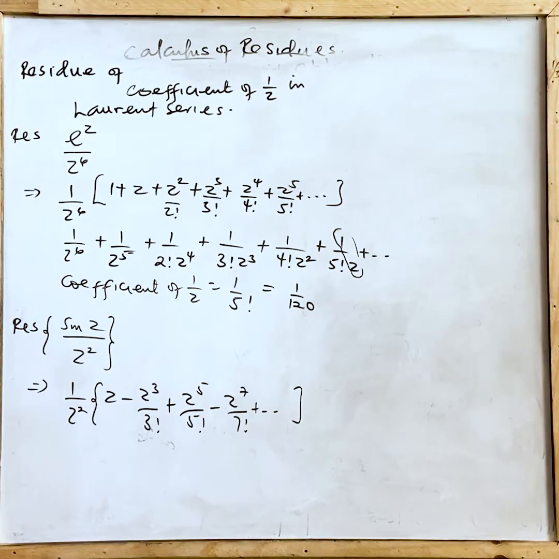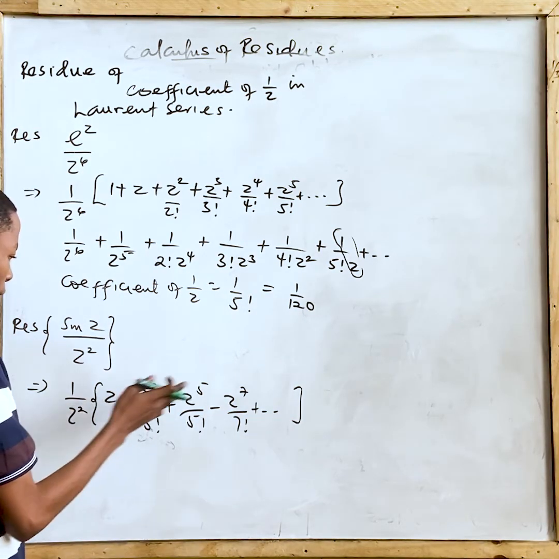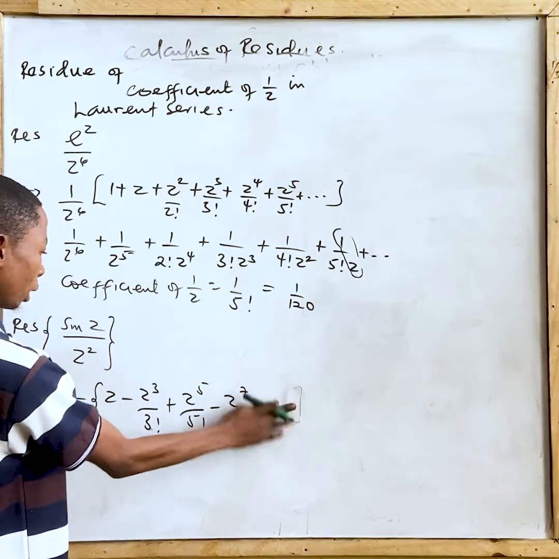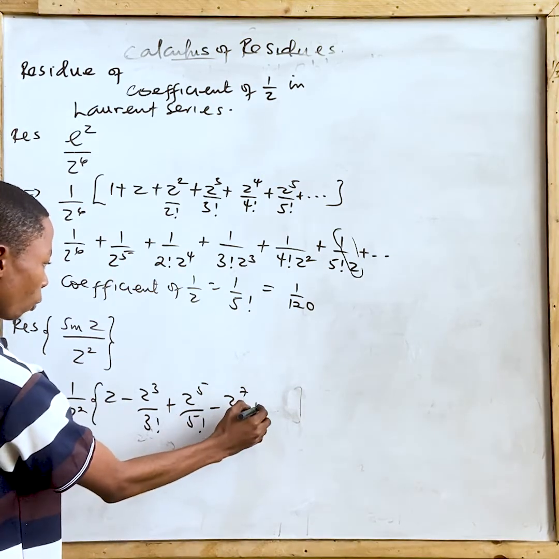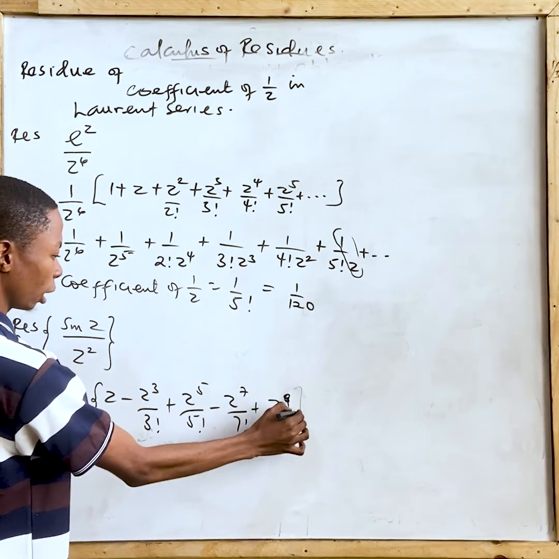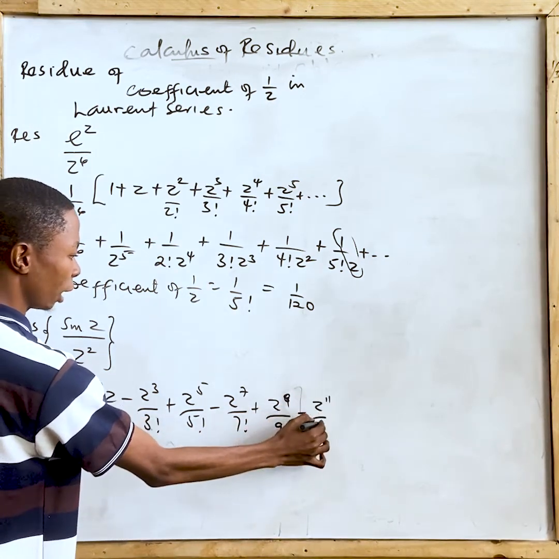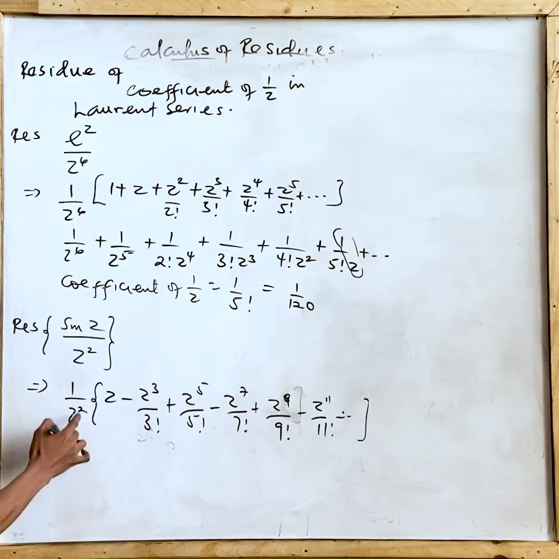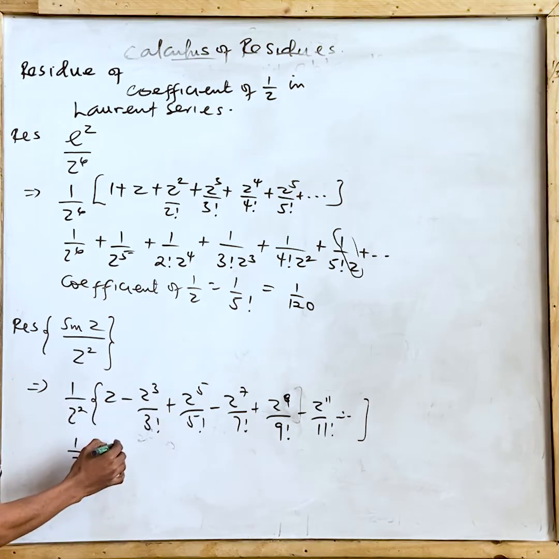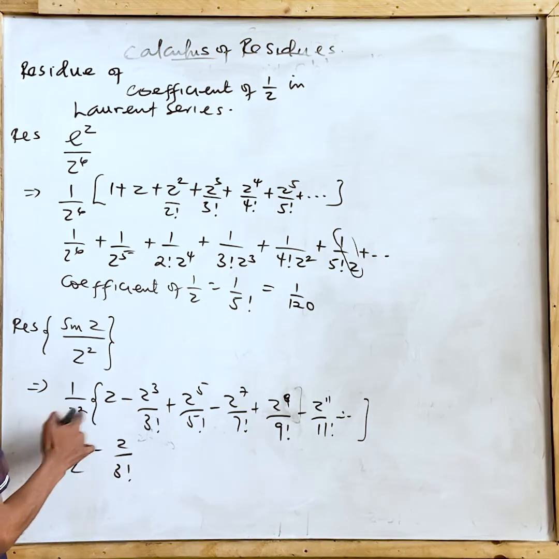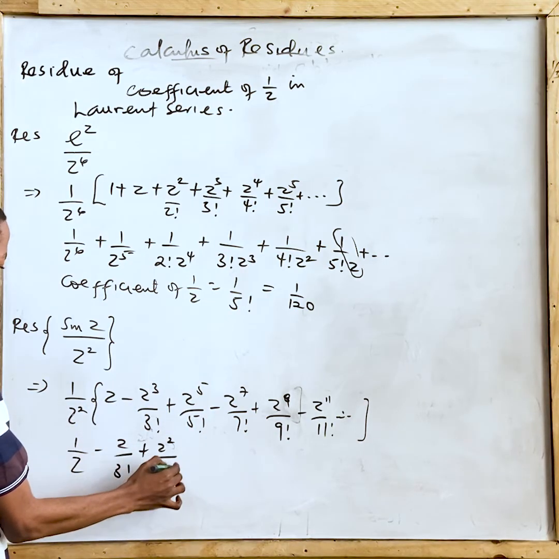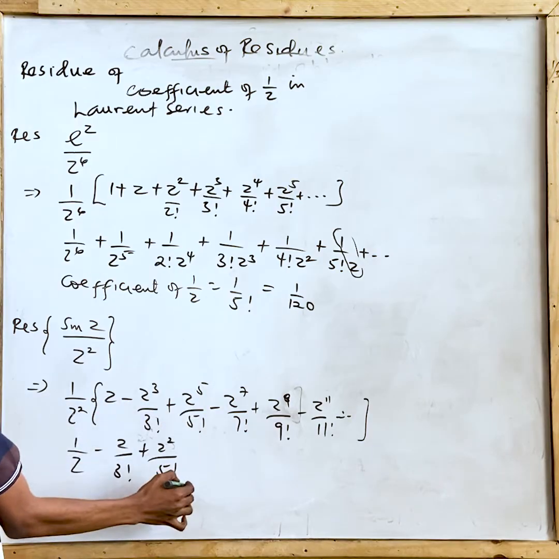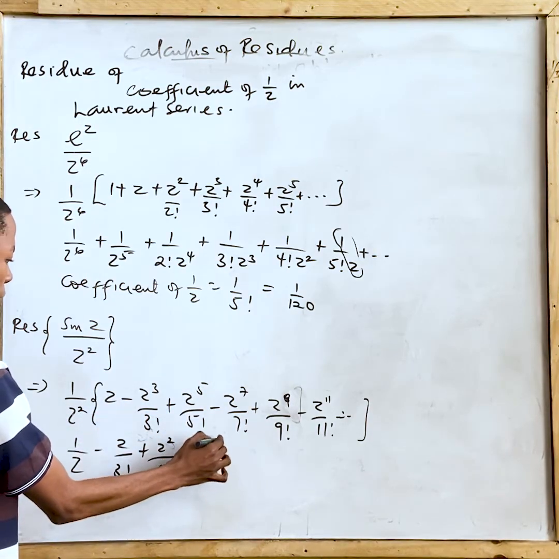I think I need like 2 or 3 more terms so that I'll get the desired. The next one will be plus z raised to power 9 over 9 factorial. The next one will be minus z raised to power 11 over 11 factorial. So let me stop there. Multiply both sides by 1 over z square. Oh, it's already here in the first expansion. So this is 1 over z minus z over 3 factorial plus z cube divided by 5 factorial minus z5 divided by 7 factorial.